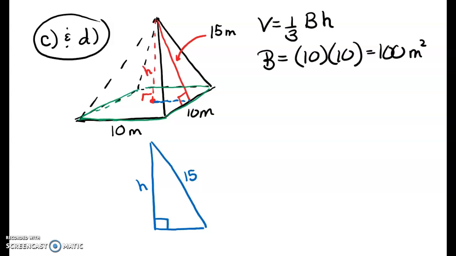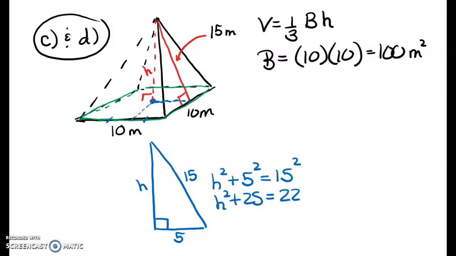Since the height of my pyramid hits the very center of my square, it divides the side in half. So this becomes equal pieces. So each one of those is 5. So when I go and solve this, I get h squared plus 5 squared equals 15 squared. h squared plus 25 equals 225. So h squared is going to be 200.